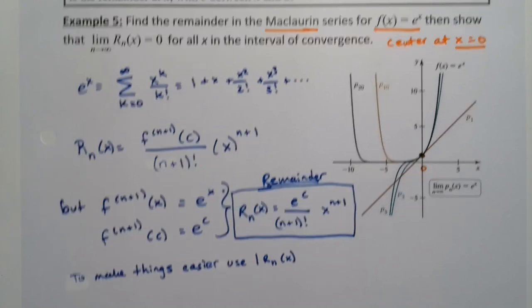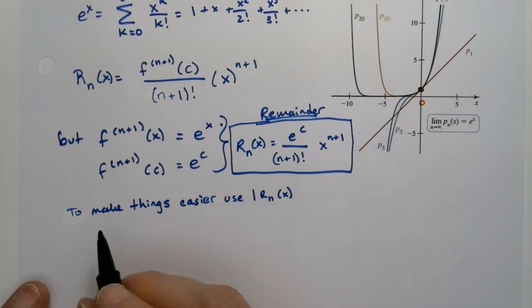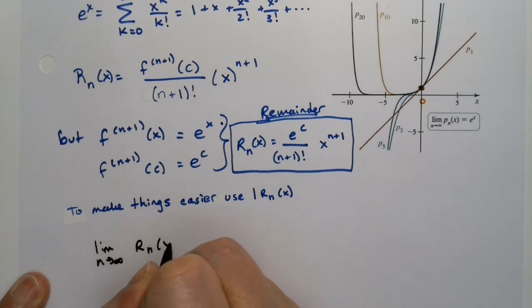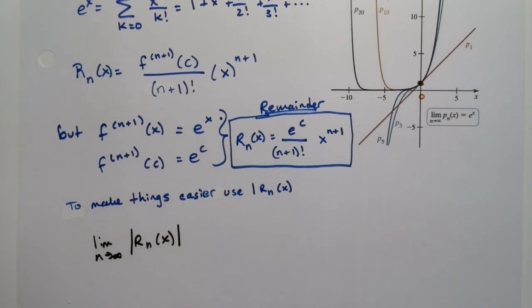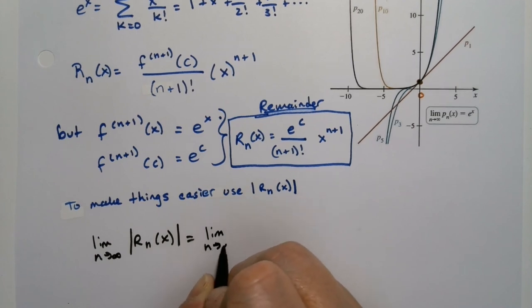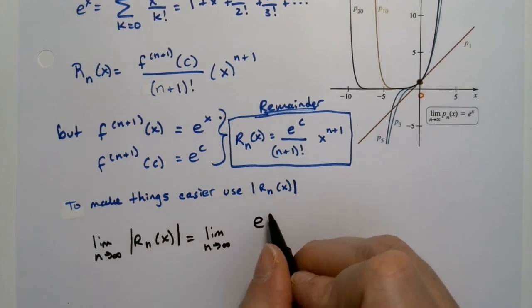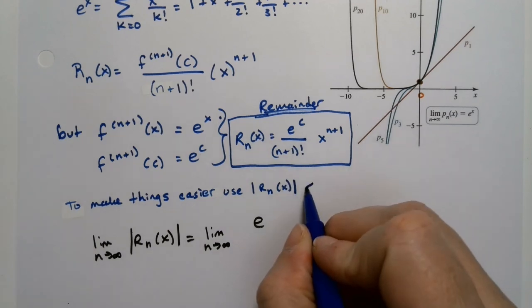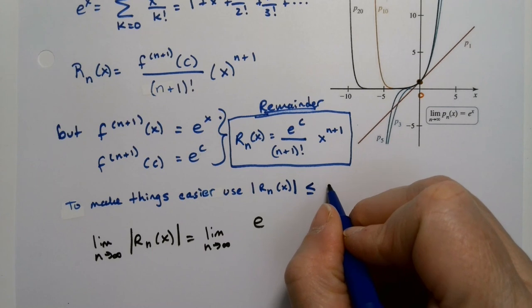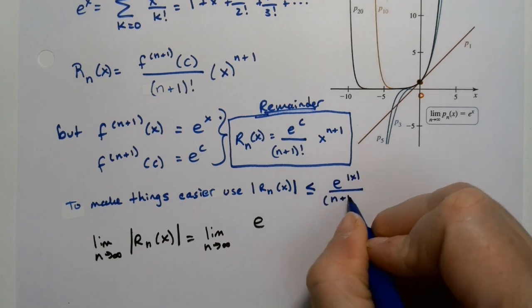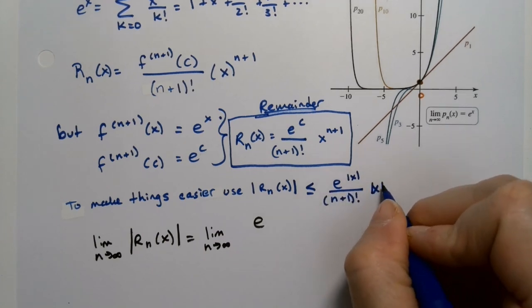So we want to prove that the limit as n goes to infinity of Rn of x, and we're just going to use the absolute value because it's easier, is equal to 0. So we want to prove that. So that would be e to the c. Oh, actually, well, I need an absolute value. I'm just going to let it be this. So notice that this is less than or equal to e to the absolute value of x over n plus 1 factorial, x to the n plus 1.